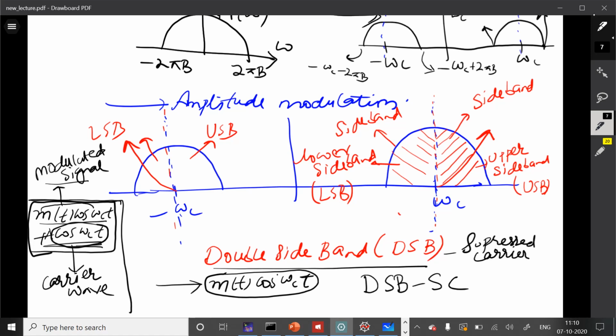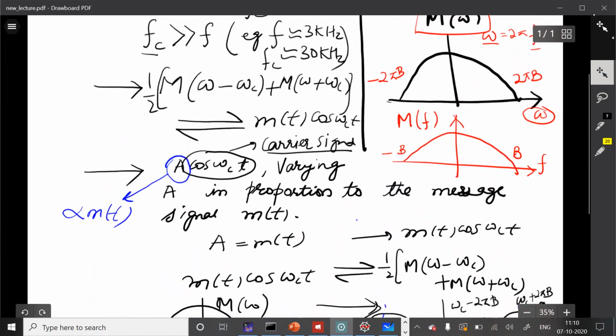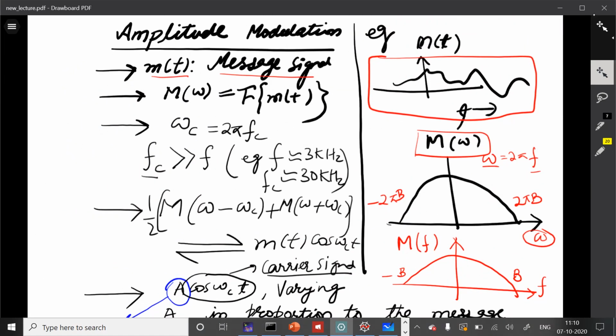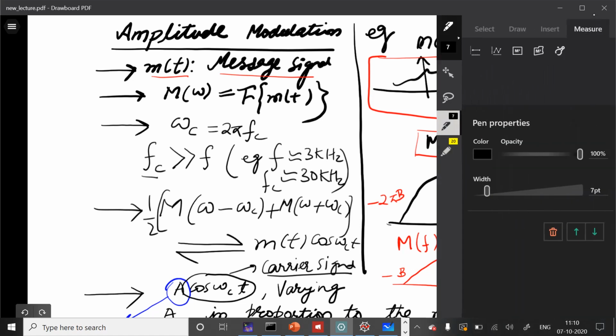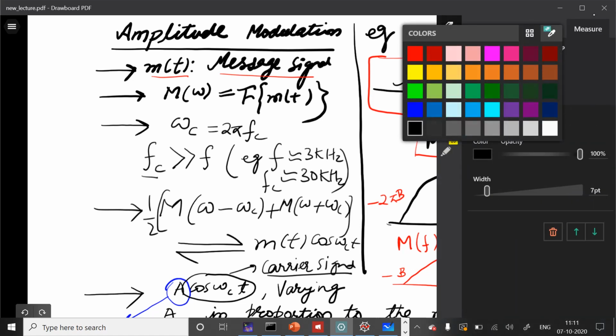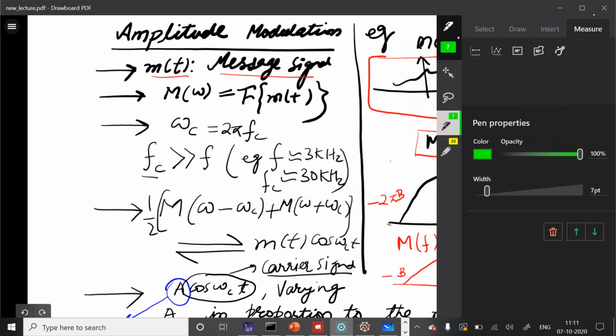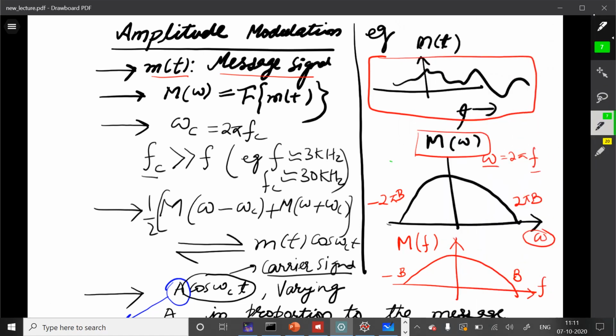And I will now recap what we have done. We had a message signal m of t. Let me make some annotations. Here is the message signal, any arbitrary one, and m of omega is its Fourier transform. We also say that m of omega contains spectral information. We call it spectrum also.